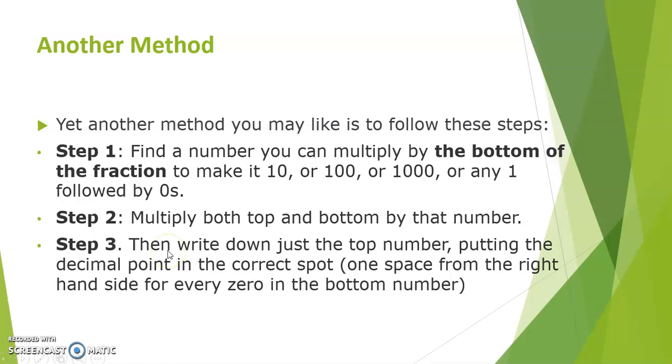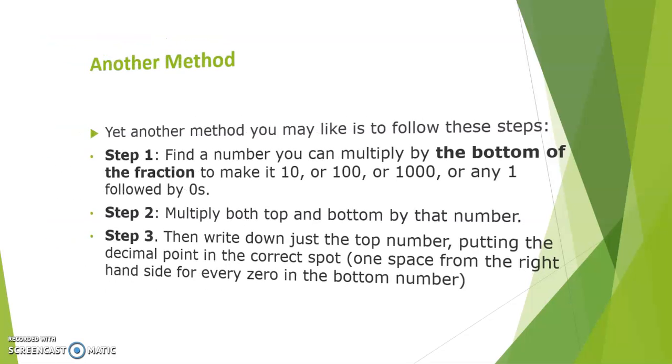Third step, write just the top number, putting a decimal point in the correct spot: one space from the right hand side for every zero in the bottom. I will consider that in the next example.